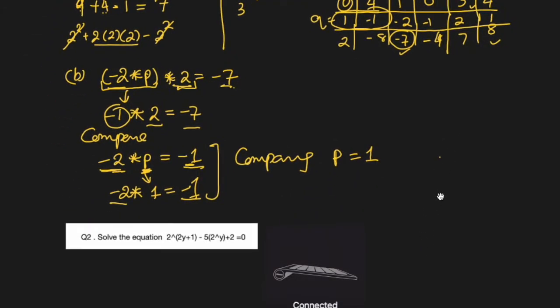Okay. Next, solve this exponential equation. So let me write it properly. 2 to the power 2y plus 1, minus 5 times 2 to the power y plus 2 equal to 0. So you can see here 2 to the power y, and here also it is 2 to the power y somehow. Let's convert this one into 2 to the power y so that we can assume it equal to something else. So this plus 1 must go first.